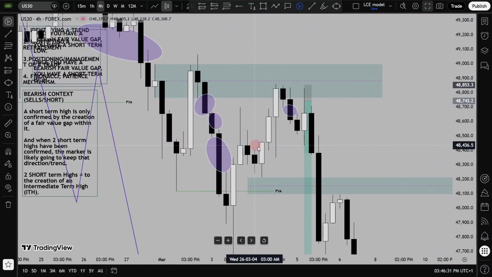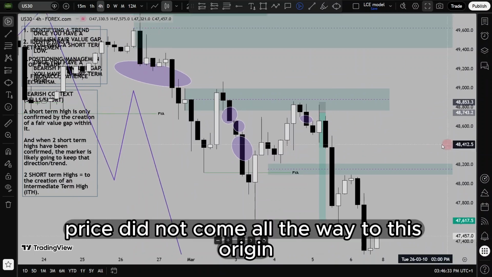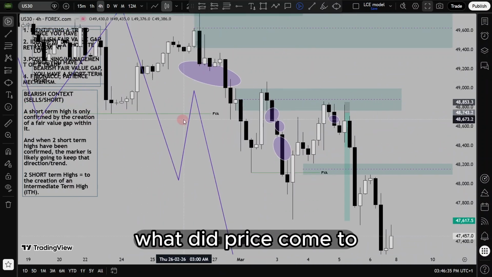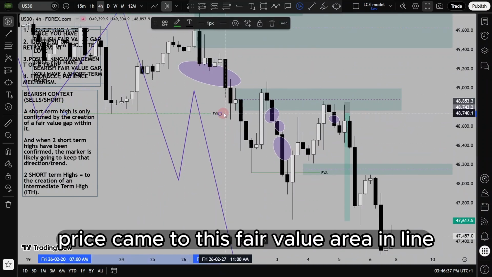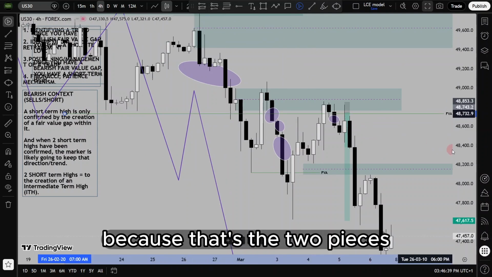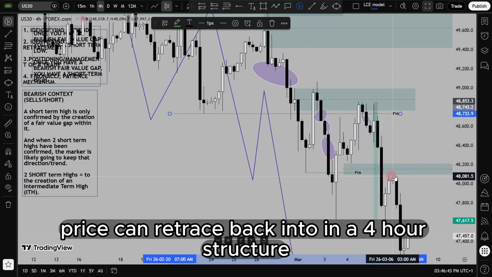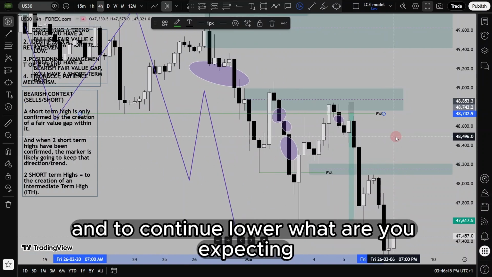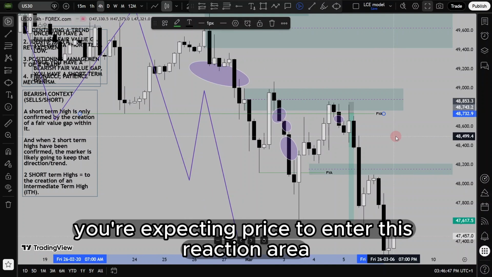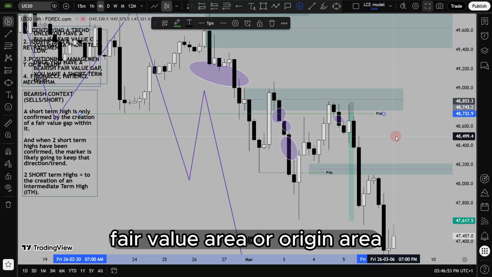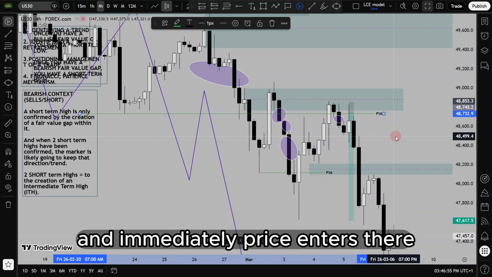You see, right? So now, price did not come all the way to this origin. What did price come to? Price came to this fair value area, the line, because that's the two places price can retrace back into in a 4-hour structure before it can continue lower. And to continue lower, what are you expecting? You are expecting price to enter this reaction area, fair value area, or origin area, and immediately price enters there.